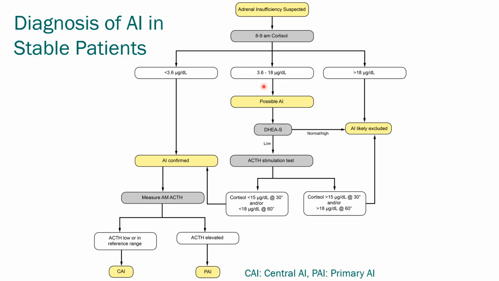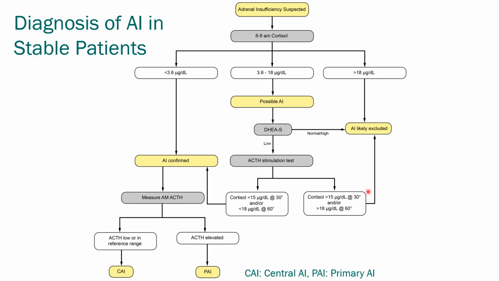Patients who are in this gray area still may have adrenal insufficiency. One strategy is to check a DHEA sulfate or DHEAS. If that's normal to high, adrenal insufficiency is unlikely. If that DHEAS is low, then an ACTH stimulation test, also called a cosyntropin stimulation test, can be undertaken. If the cortisol at 15 minutes after cosyntropin administration is above 15 or above 18 after 60 minutes, again, adrenal insufficiency is extremely unlikely.